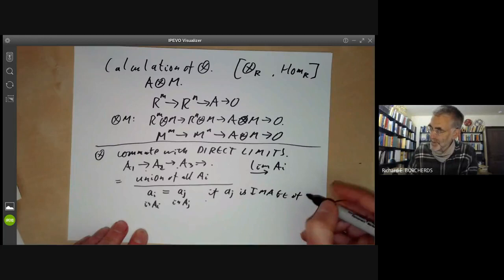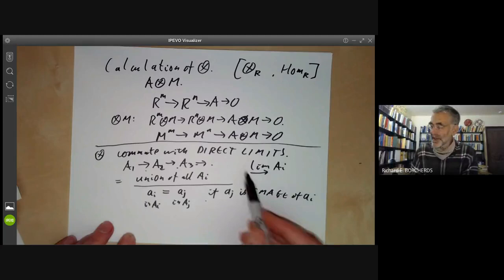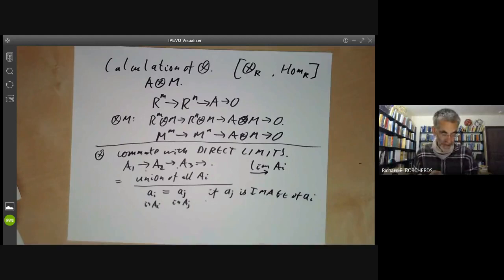So if all these maps are injective, we can pretend that each A_i is a submodule of A_{i+1}. And if we do that, the limit really is the union. But in general, these maps might not be injective, so we have to be a little bit more careful about it.